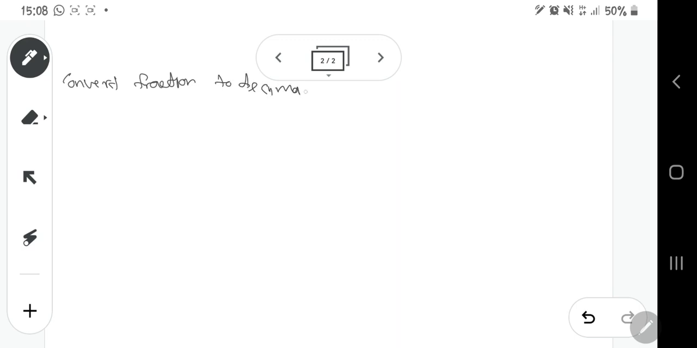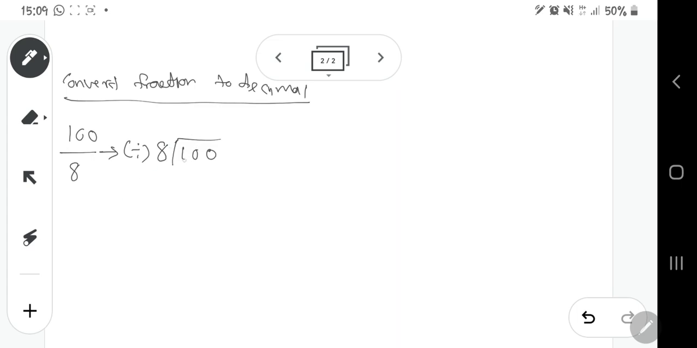Okay, sorry for the bad handwriting. Convert fraction to decimal. So let's choose another one. Now let's say I give you a 3-digit number, 100 over 8. 100 over 8 seems weird, right? Now remember, fraction bar means divide, numerator inside: 100 divided by 8.